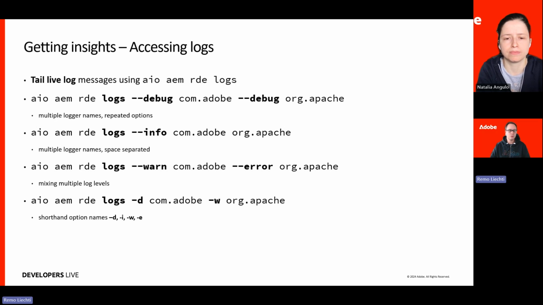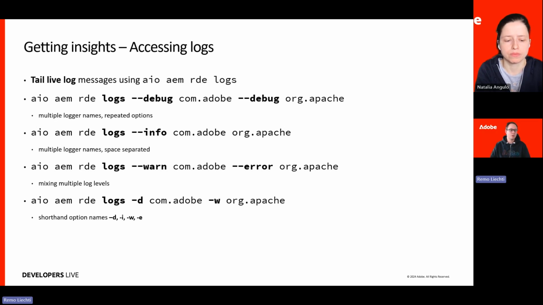There's various ways you can do it. You, for example, can put debug logs on for com.adobe and also put debug logs on for org.apache. That's the way you could put it. I mean, you can put your own packages there, obviously.